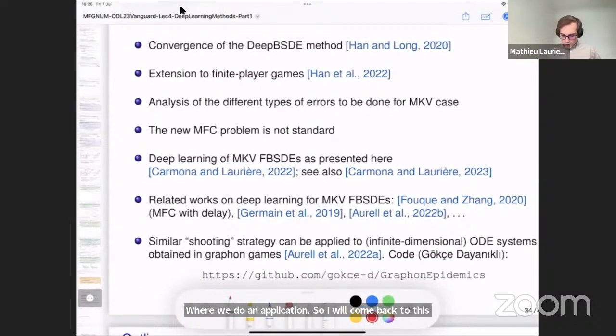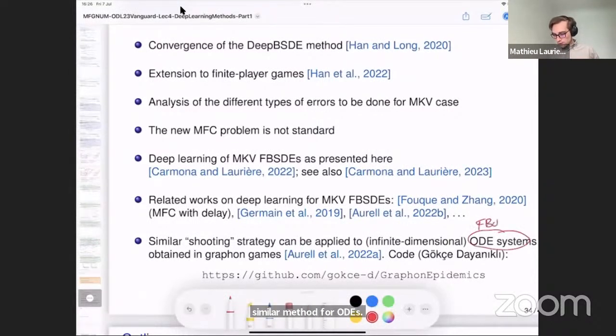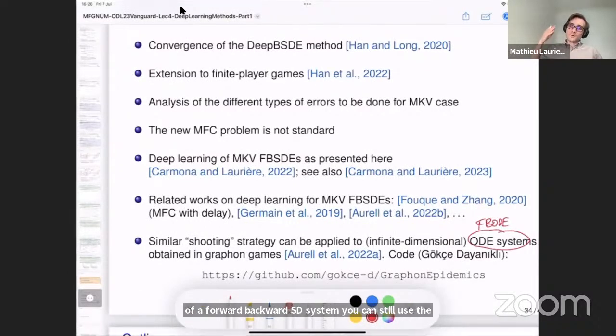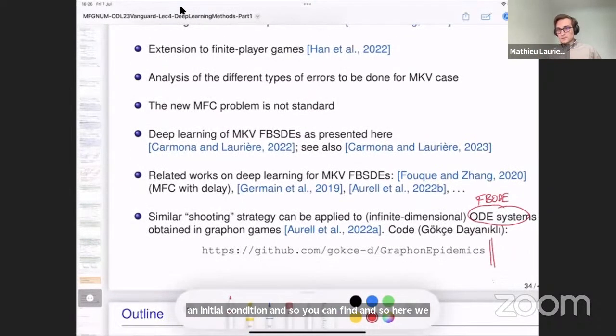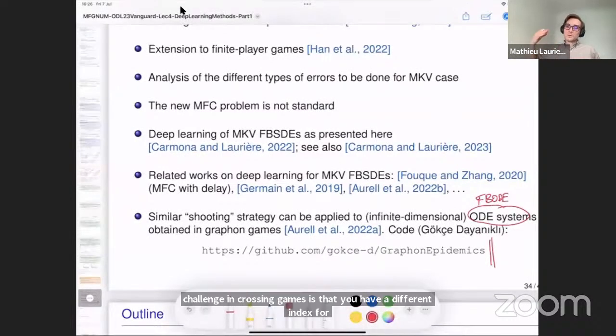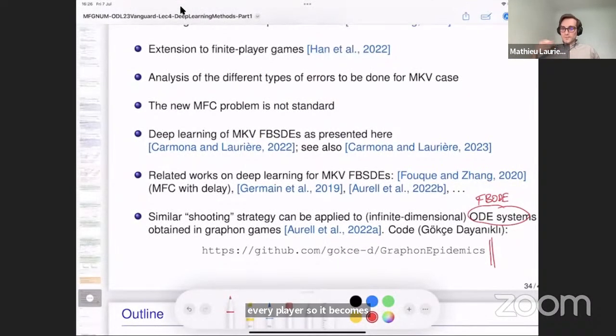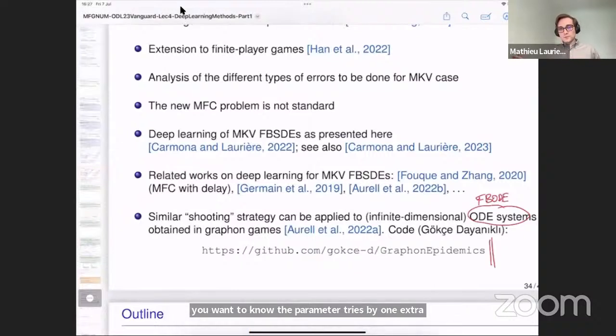And here you can also use a similar method for ODEs. So if you have a forward-backward ODE system instead of a forward-backward SDE system, you can still use the same method, try to learn the solution starting from an initial condition. And so here we use this approach for graphon games. The main challenge in graphon games is that you have a different index for every player. So it becomes an infinite system of ODEs, or if you want, an ODE parameterized by one extra parameter. Using neural networks was convenient, even though probably not required because it's not very high dimensional, but it worked quite well on this example.